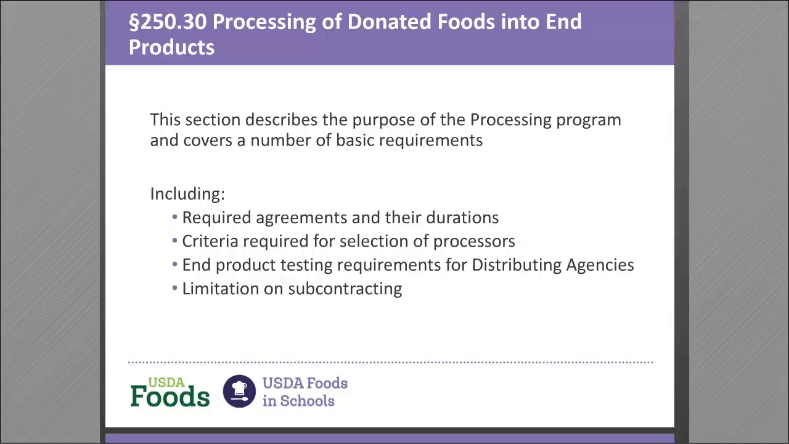requires distributing agencies to ensure the acceptability of end products through product testing, and includes the prohibition on subcontracting without the specific written consent of the other party to the agreement, i.e., the distributing or recipient agency, or FNS, as appropriate.